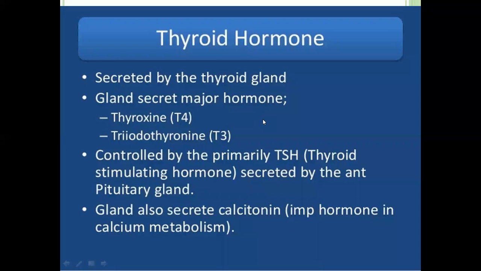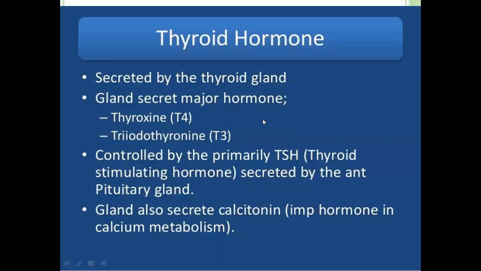This is controlled primarily by TSH. TSH is thyroid stimulating hormone, and it is secreted by the anterior pituitary gland. So this thyroid hormone is controlled primarily by TSH, the thyroid stimulating hormone, which is secreted by the anterior pituitary gland.